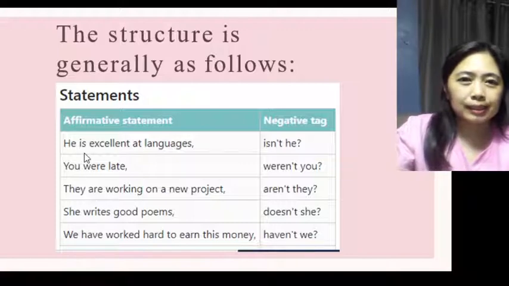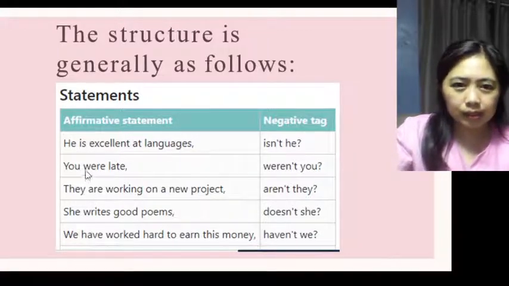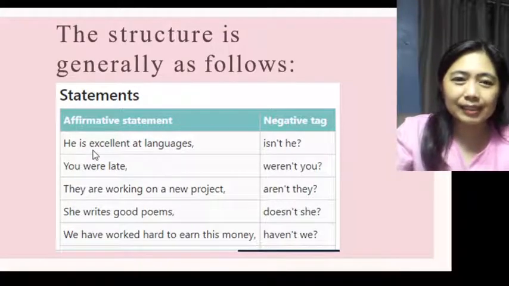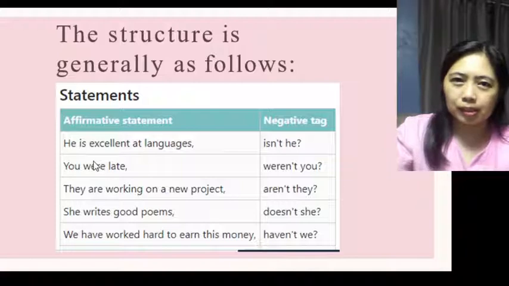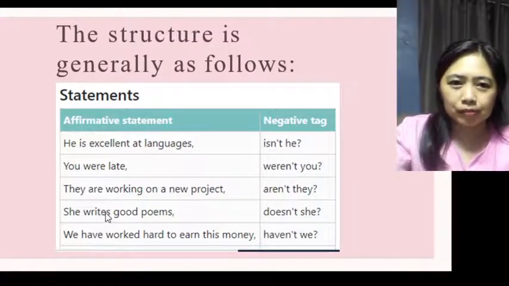So you notice that the auxiliary verbs here are most likely in the simple present. "Were" here is simple past. So nothing to worry, it's still the same. You only add the negative part here. But in the simple present, it's the main verb being used, and it doesn't have any auxiliary.